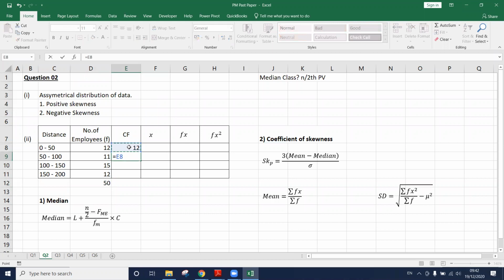12 plus this one, 23, 38, 50. මෙන්න මේ column එක අපිට ඉස්සෙල්ලම හදා ගන්න වෙනවා. දැන් මේ column එක දිහා බලලා we can decide where is our 25th, මොන class interval එක ඇතුළේද. අපේ 25 වෙනිය ඉන්නේ කොතනද? Where is our 25th?